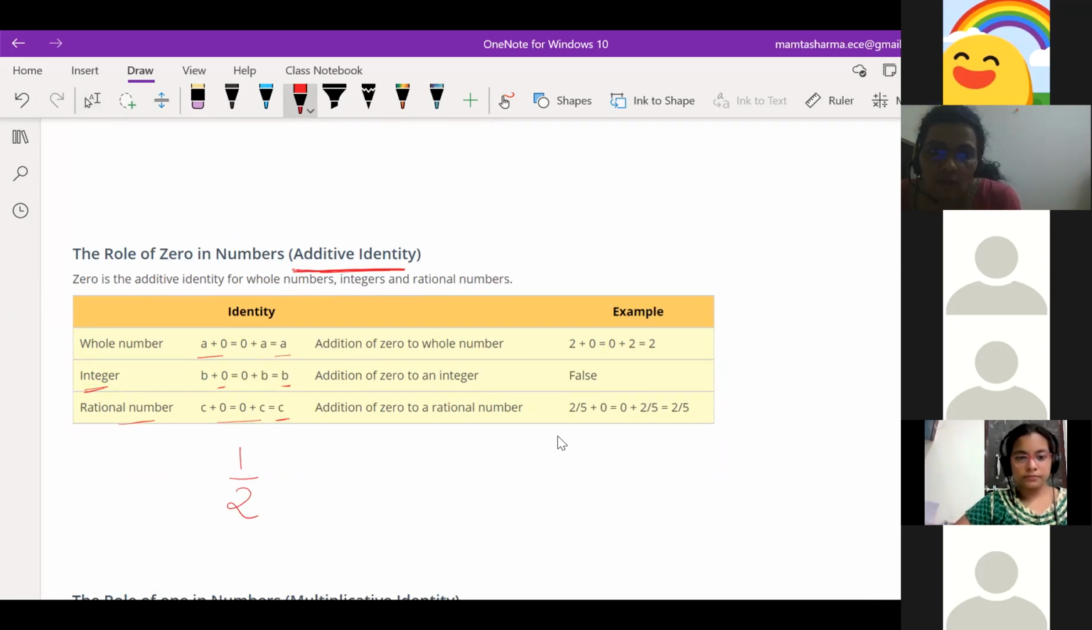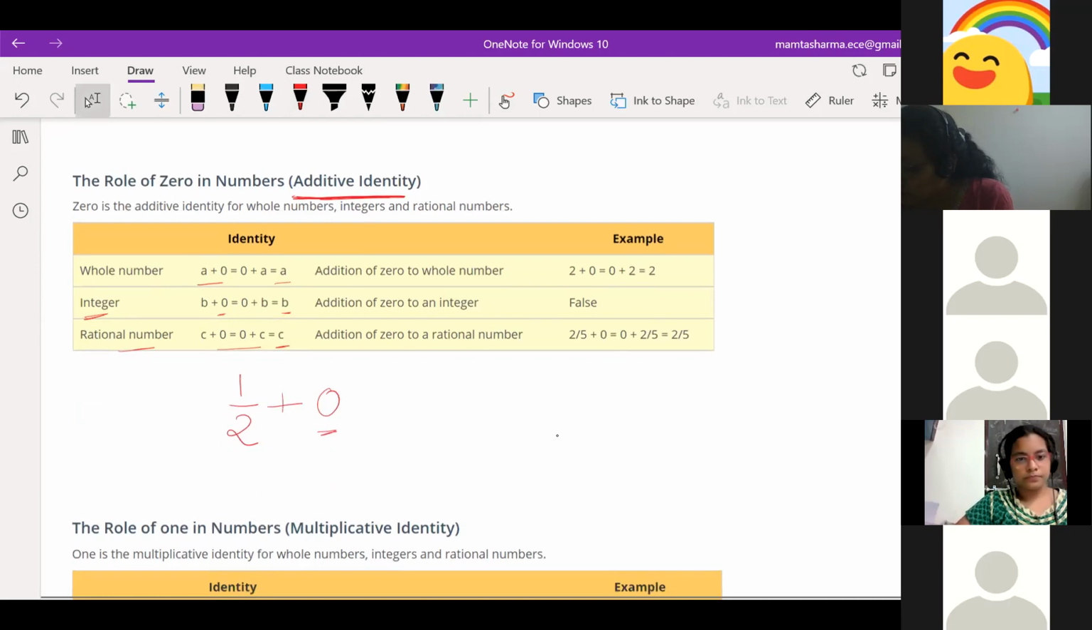1 by 2. Additive identity. What can be added to 1 by 2 so that its value will remain the same? Yes, ma'am. So 0 will be the additive identity for 1 by 2.